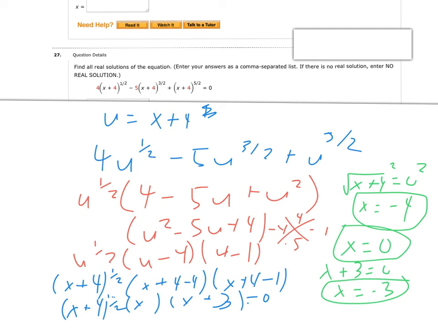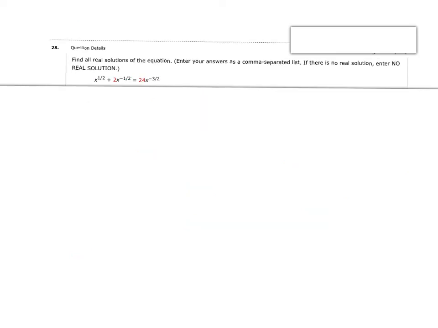Let's see, you have to kind of look back here at these guys in the original equation. Those are all radicals, so I do need to check all these and make sure they don't make the inside of a radical 0 or negative. But as I plug those in, none of those make the inside negative, so I'm good.